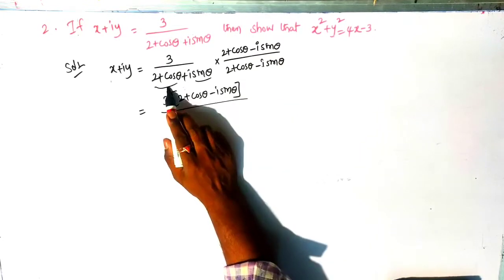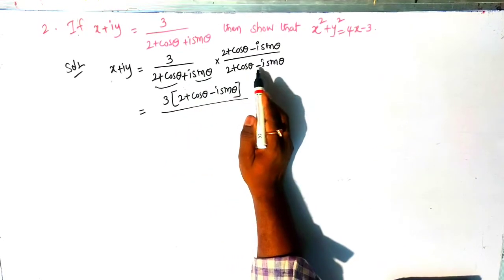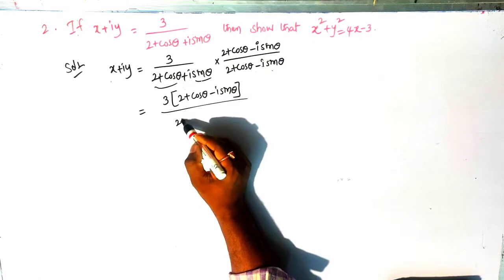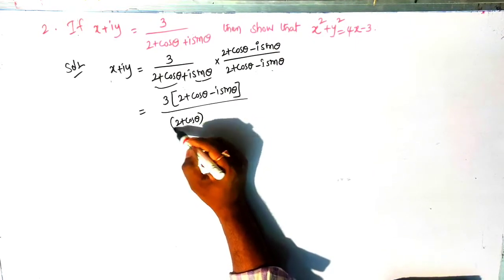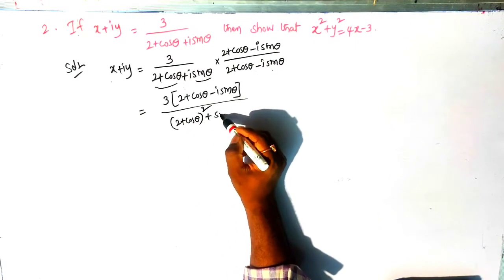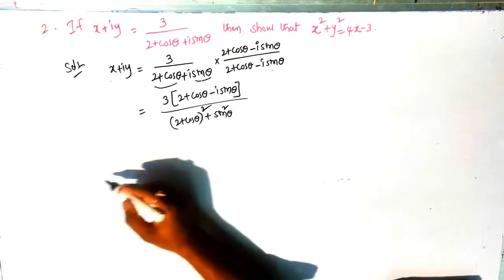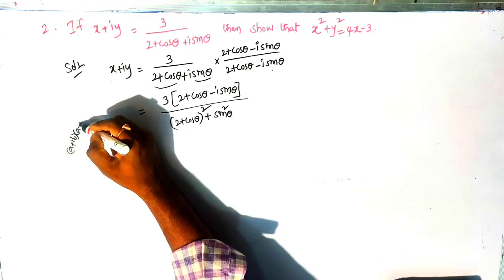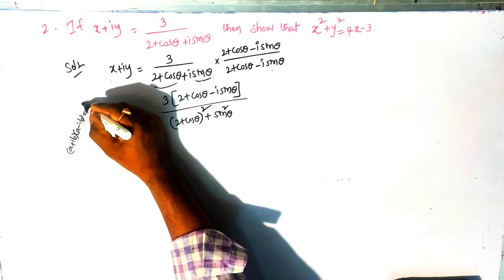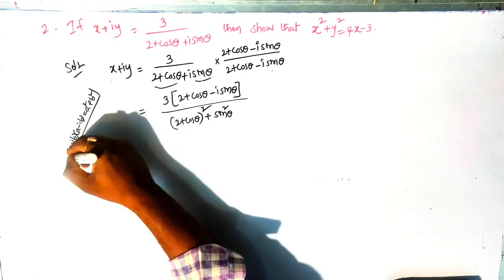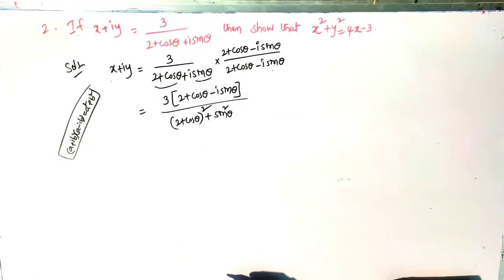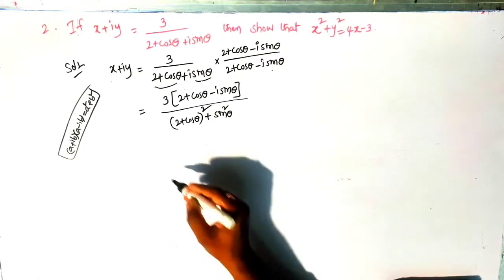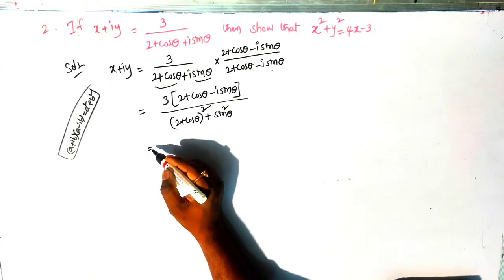divided by, so a plus ib into a minus ib is nothing but a square plus b square, so that is sin square theta. So a plus ib into a minus ib equals a square plus b square. So this is only for complex numbers, not real numbers. For real numbers, a plus b into a minus b equals a square minus b square. But for complex numbers we take this.